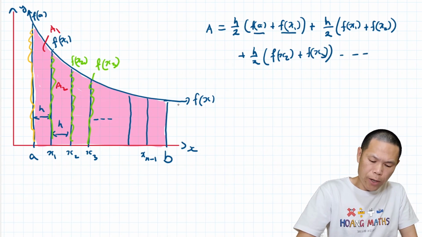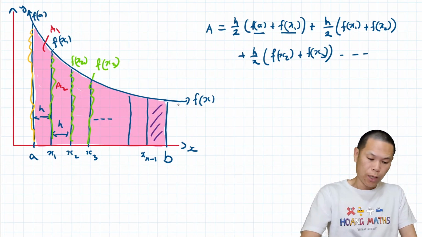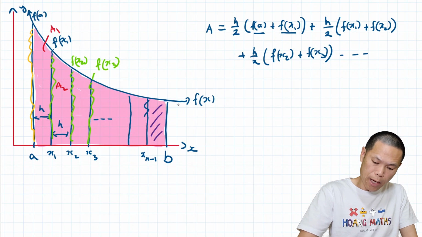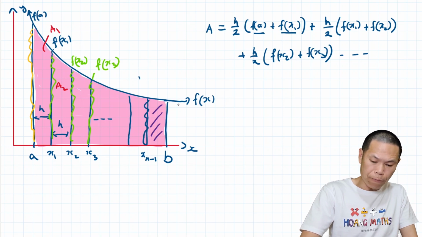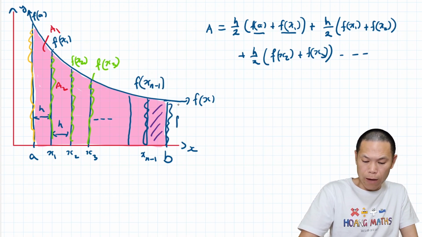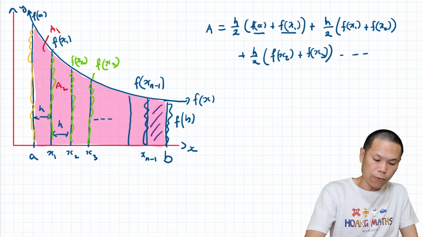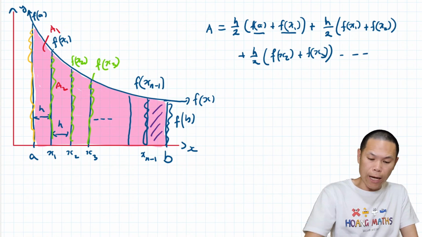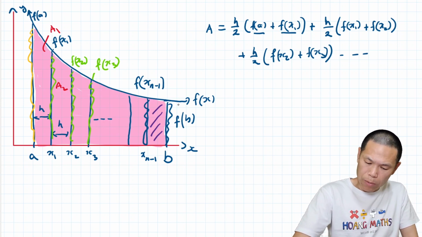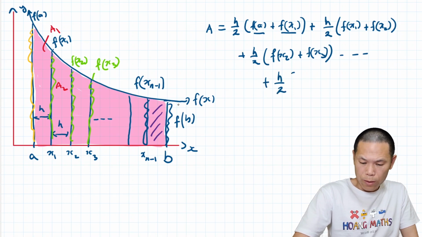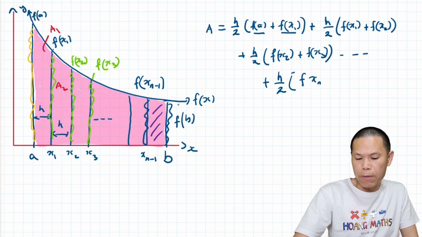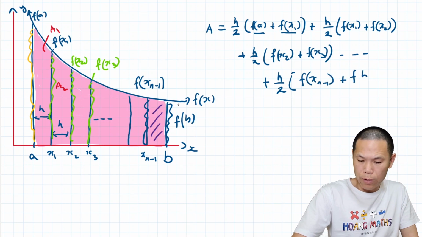And the last area here, we can add up. We know that this length here is f of xn minus 1, and this length here is f of b. So we can find that area as well if we add that up. That will give me plus h over 2 times f of xn minus 1 plus f of b.